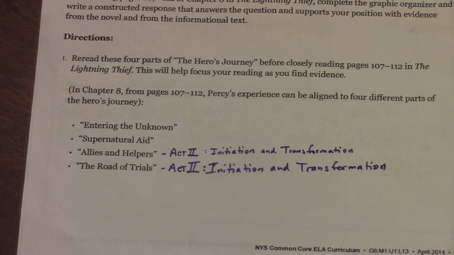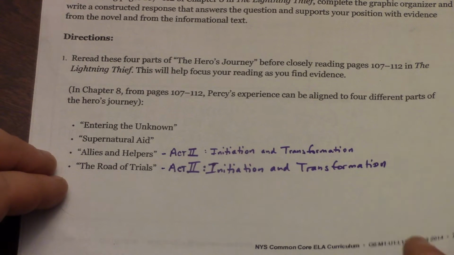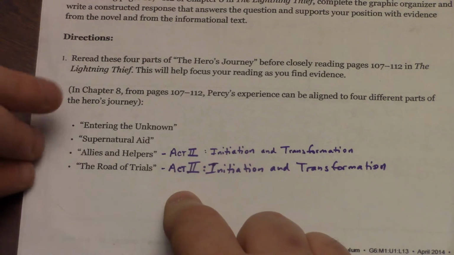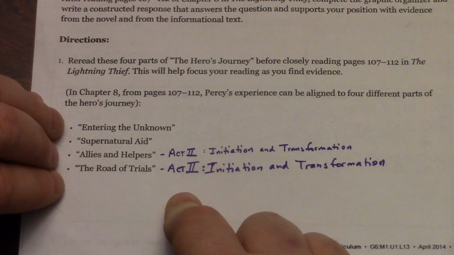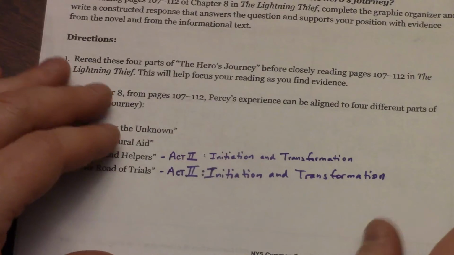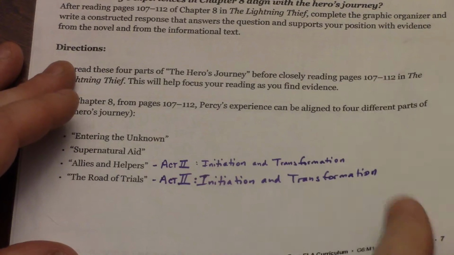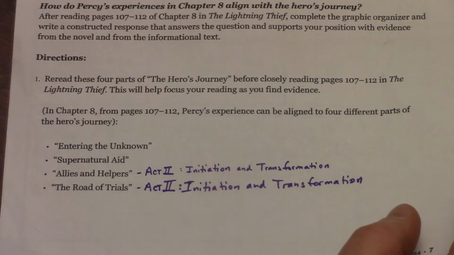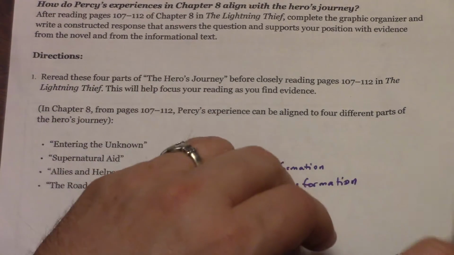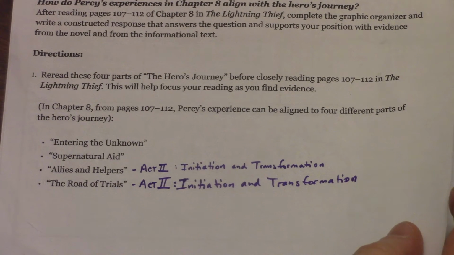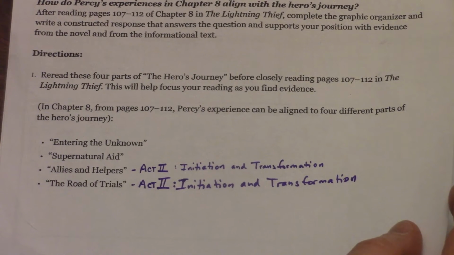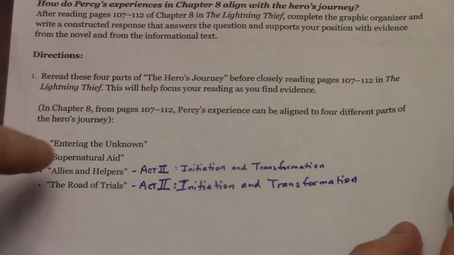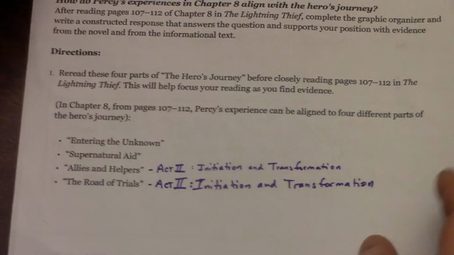And if you remember, when I asked you to do that in class, many people just took that as an opportunity to have a conversation. So then when it came time to actually know what you're talking about with these 4 stages, not many people knew what they were supposed to do. So hopefully if you don't remember, go back to the videos of Act 1 and Act 2 and find where I do the close read of entering the unknown and supernatural aid, meeting with the mentor, allies and helpers, and the road of trials, and then you'll get the information on that.